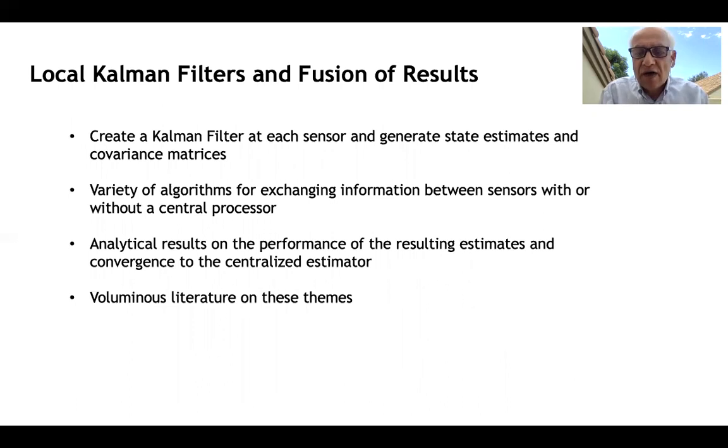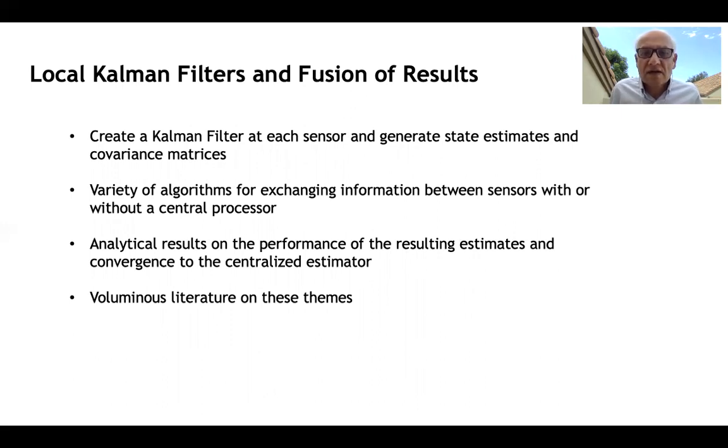What is done in this body of literature is you create local Kalman filters and fuse the results. One way of thinking about this is you create a Kalman filter at each sensor, generate state estimates and covariance matrices, and then combine these estimates. There is a whole variety of algorithms for exchanging information between sensors with or without a central processor. There are techniques where there is no central location, they are just talking to each other, peer-to-peer, as well as techniques where you combine results at a central computer.